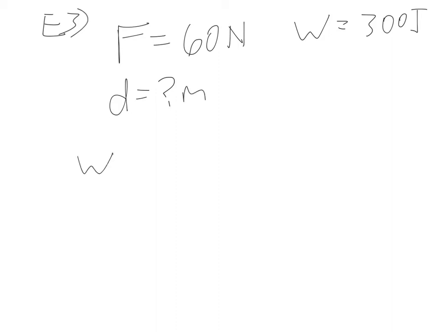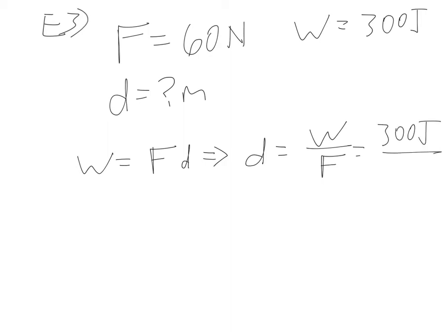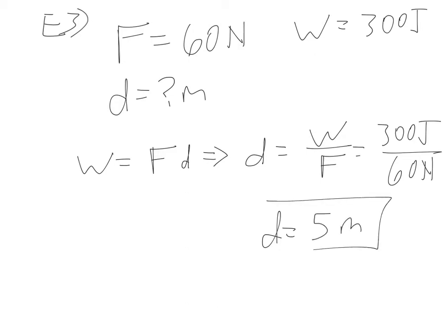So we know work equals force times the displacement, and actually we can solve that for the displacement. So displacement equals work divided by the force, which is 300 joules divided by 60 newtons, and we end up with a displacement of 5 meters.